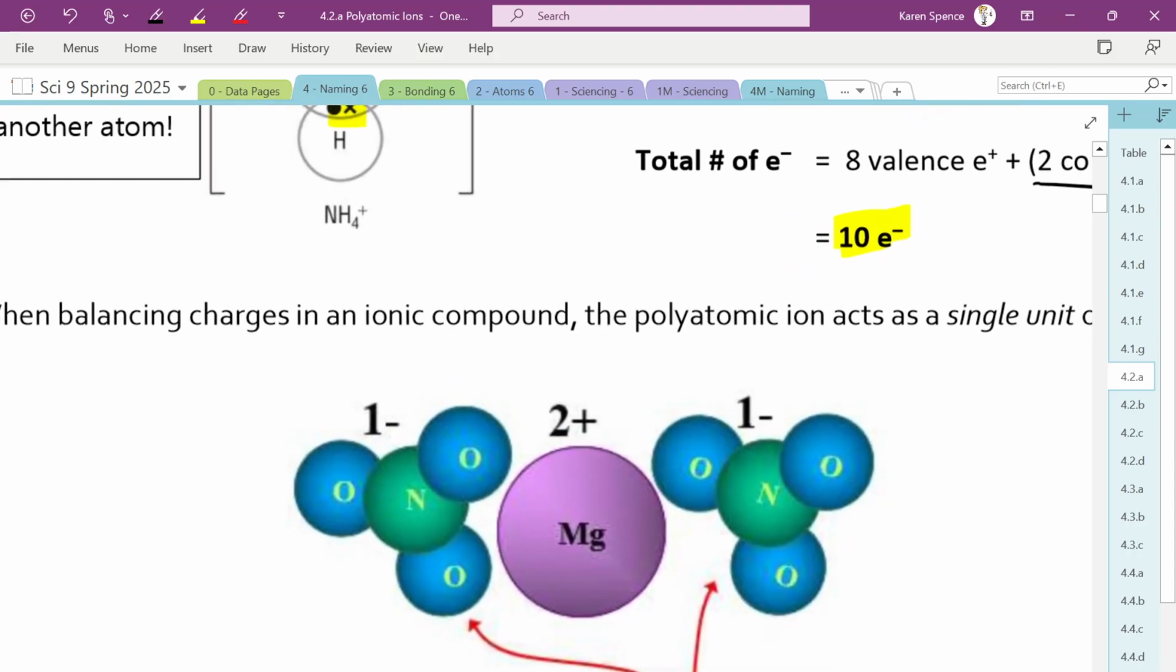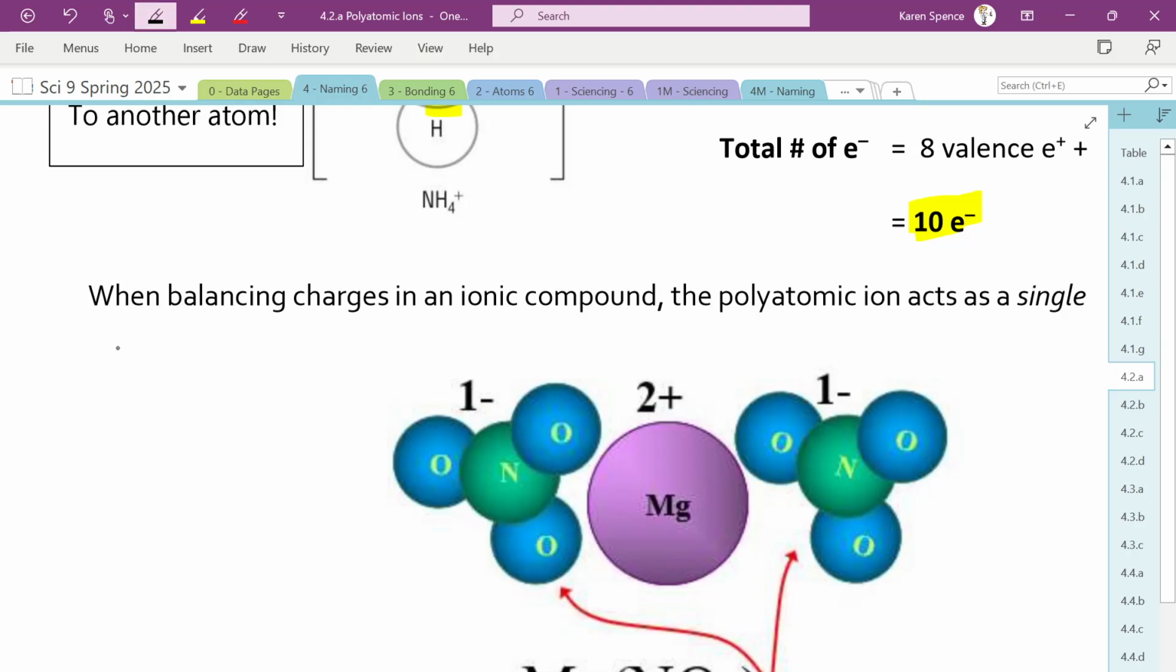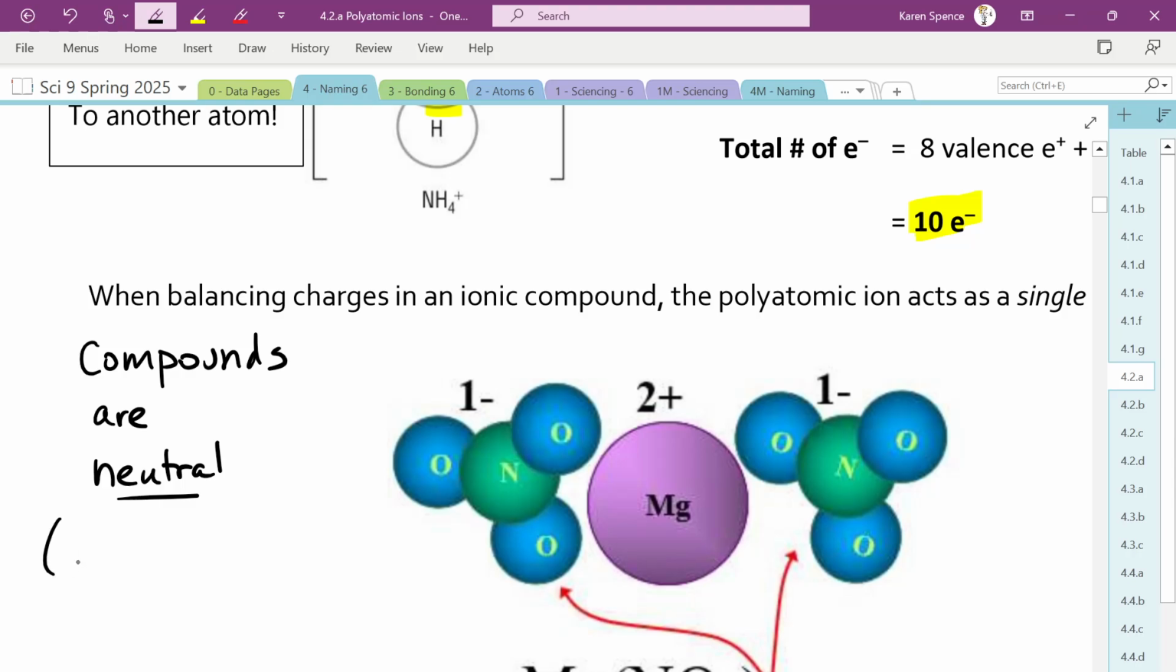Now, let's remember compounds are neutral. What does it mean if they're neutral? That means their charge is 0.